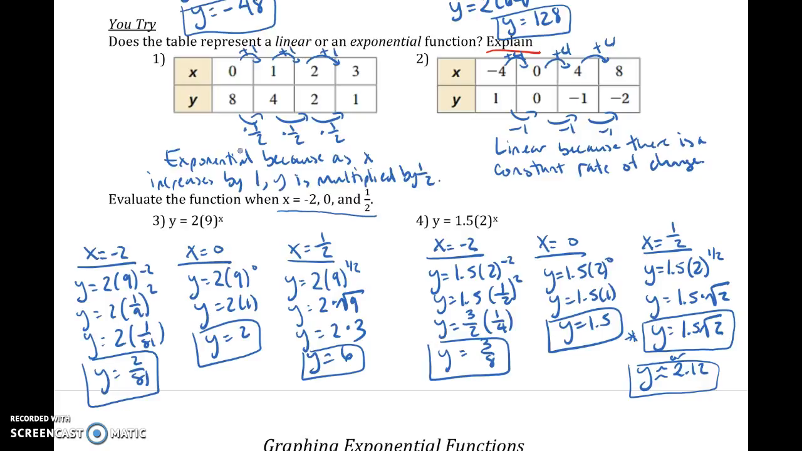Whereas 2 is linear because you'll see we're adding 4 every time to x and then subtracting 1 every time to y, which is the same thing as adding -1. So there is that constant rate of change for both x and y, so that is linear.